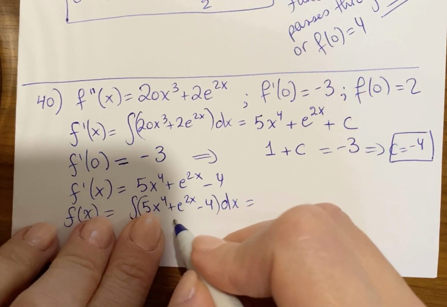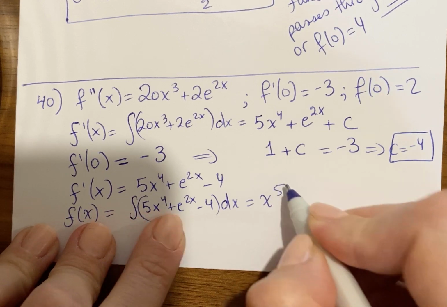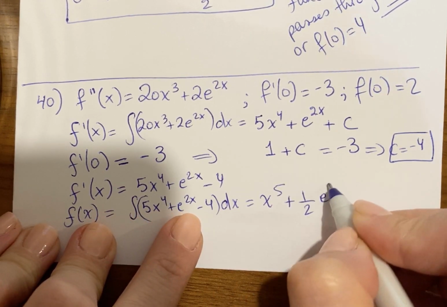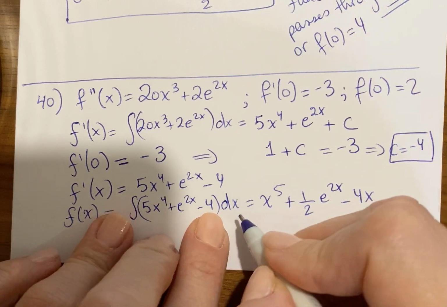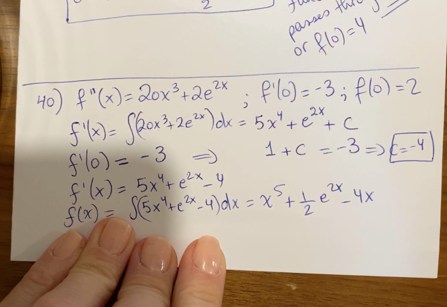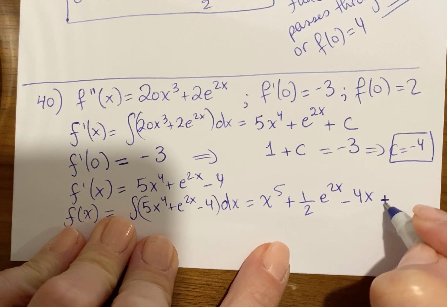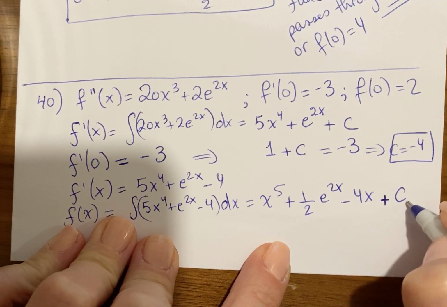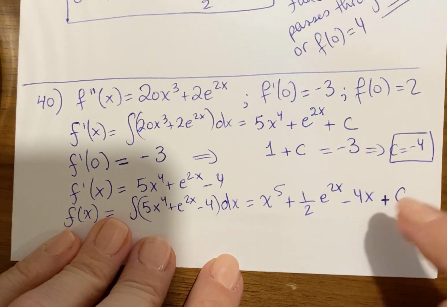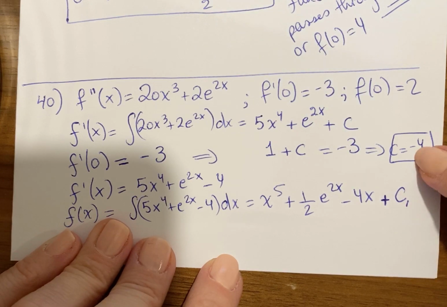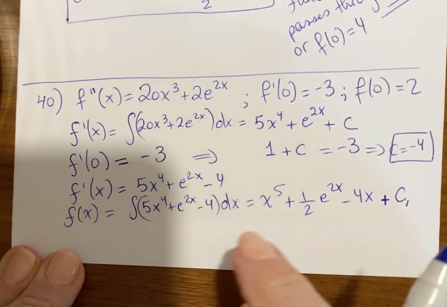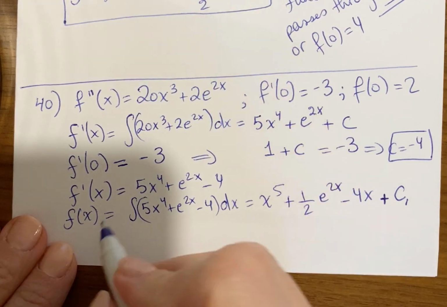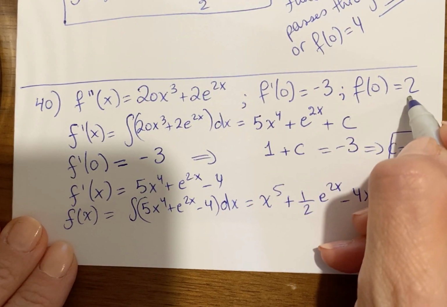It's 5x^5 over 5, so x^5, plus 1 over 2 e^(2x), minus 4x, because the antiderivative of minus 4 is minus 4x, plus a new constant, call it c1. You can call it c again as long as you know that this c is not the same as the other c. Now, how do I find the c1 to find this particular function you're looking for? From the other condition that they gave me.